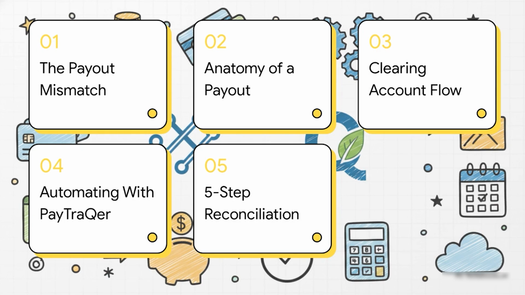So here's our agenda for today. First, we'll look at the payout mismatch problem. Then, the anatomy of a Stripe payout. Third, the clearing account workflow. Fourth, automating with PayTracker. And finally, the 5-step reconciliation flow.